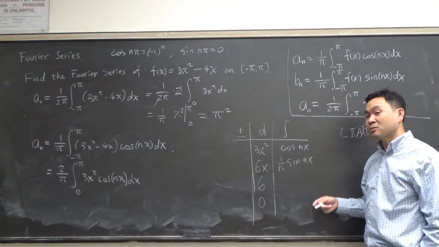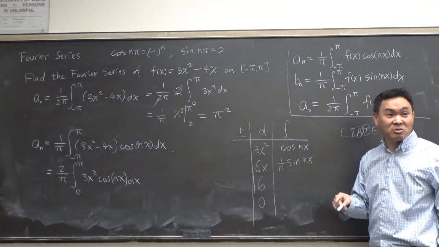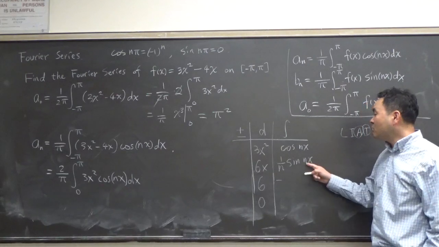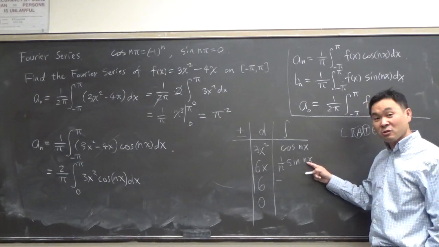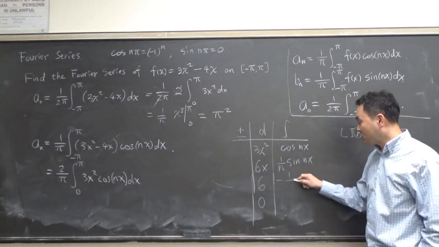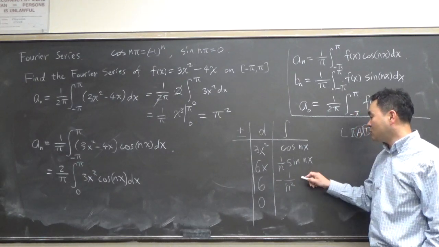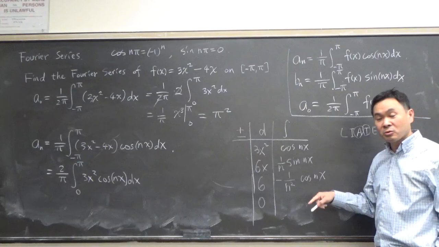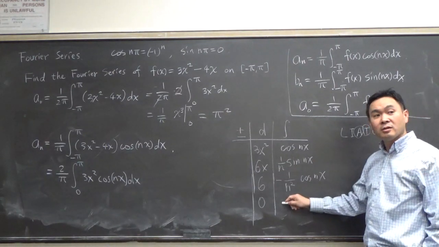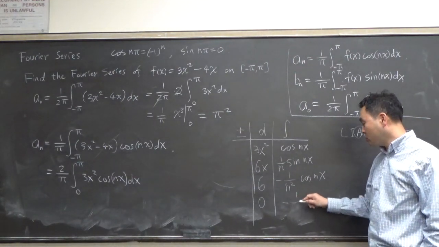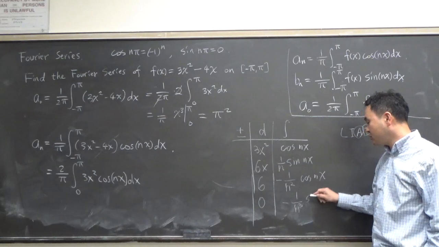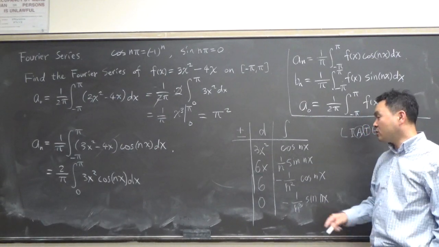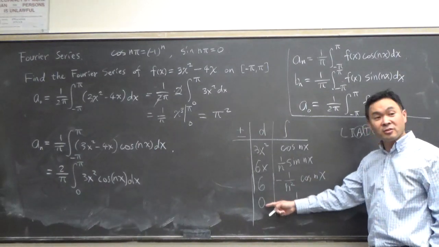Negative cosine. Okay? So differentiating sine gives you positive cosine, but integrating sine gives you negative cosine. So it's negative. Another 1 over n will come out because you integrated, so this will be 1 over n squared, and you have cosine nx. Integrate one more time, you get negative 1 over n cubed sine nx. And because this hit 0, you stop here.